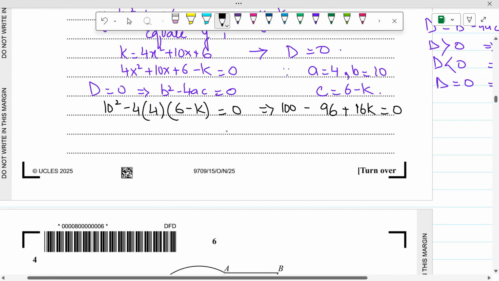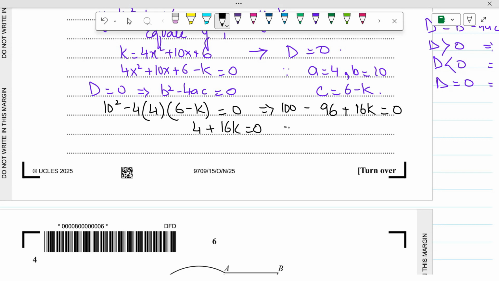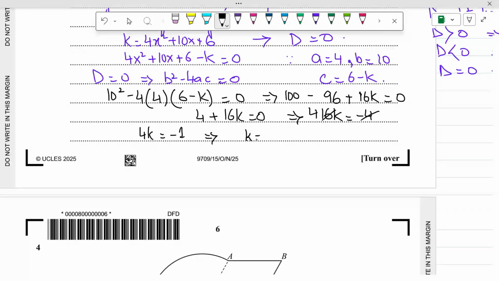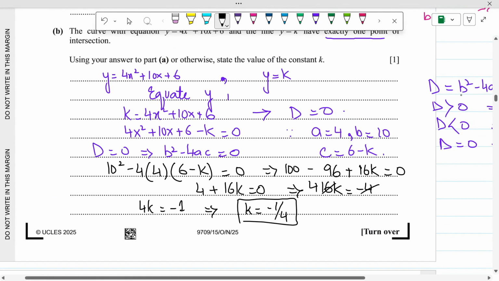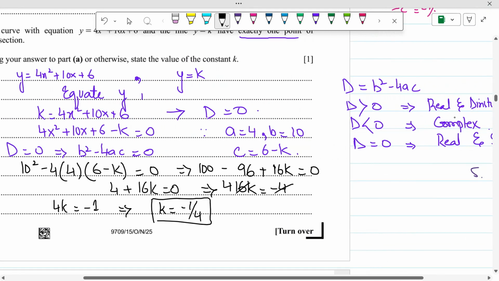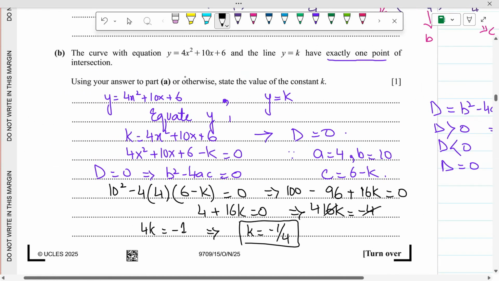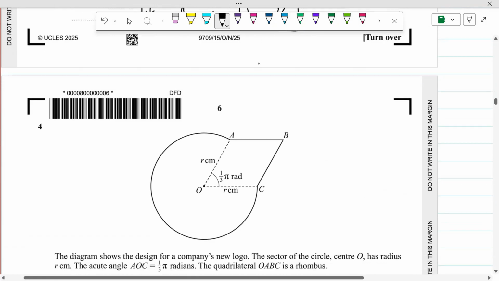And this is equal to 4 + 16k = 0, so we will have 16k = −4, which gives 4k = −1. Further solving, we will have k = −1/4. When we have the value of k as −1/4, the discriminant is 0, and in this case we will have real and same roots, meaning we will have only one root. That one root will be the intersecting point.